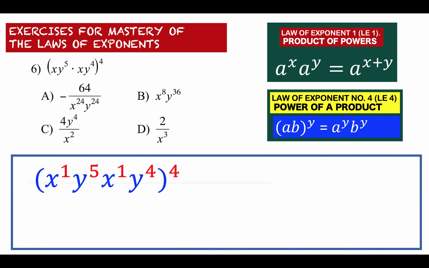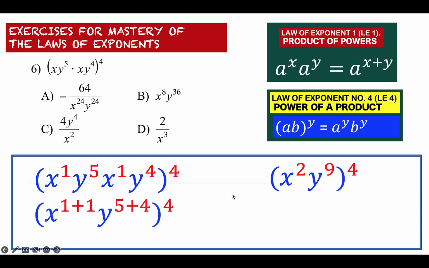First, we copy it, but I placed an exponent 1 on this x and this x, so it is clear what the exponents are. Then, applying the commutative property, we rearrange so that x and x are together, and y and y are together, and we copy the common base and add their exponents. Then, simplify. We have x squared times y to the 9th, applying law of exponent number 1, all raised to the 4th. Then we use law of exponent number 4: the first factor is raised to the exponent outside, and the second factor is also raised to the exponent outside. So x becomes 2 times 4 equals 8, y 9 times 4 equals 36. So the answer is x to the 8, y to the 36, or letter B.